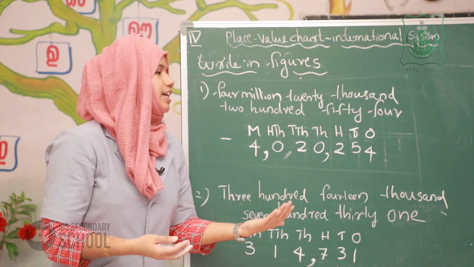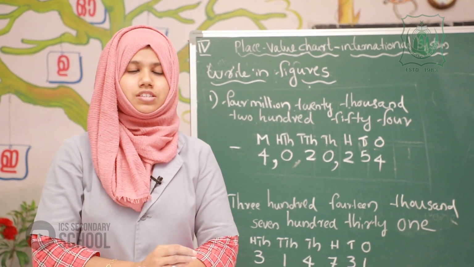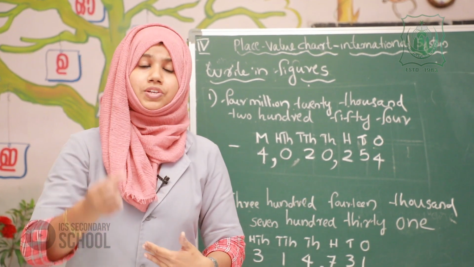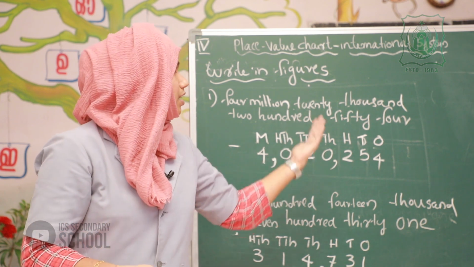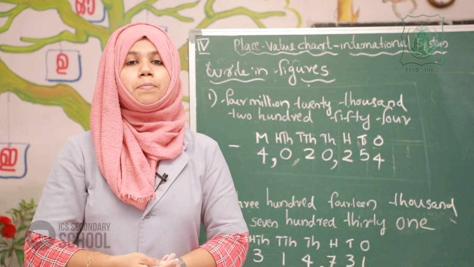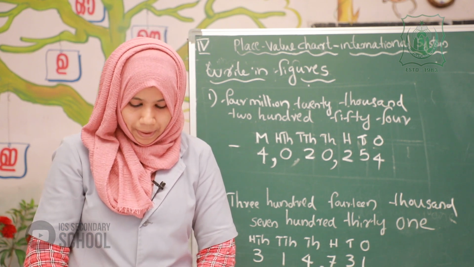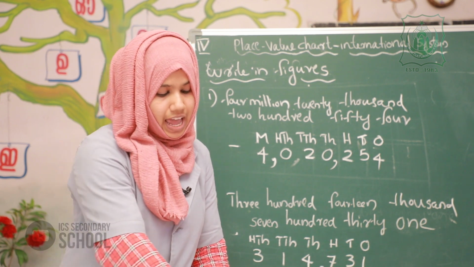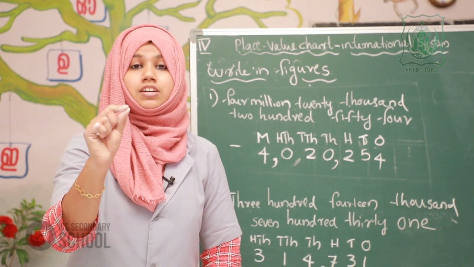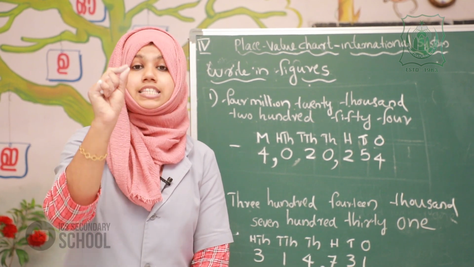So today we learned about the place value chart, international system. It's simple, but you have to practice it. You have to make place value charts with more examples. So you have homework, that is page number 59, exercise 4, A and B. You should complete it. You should write it in your notebook, page number 59, exercise 4, A and B.